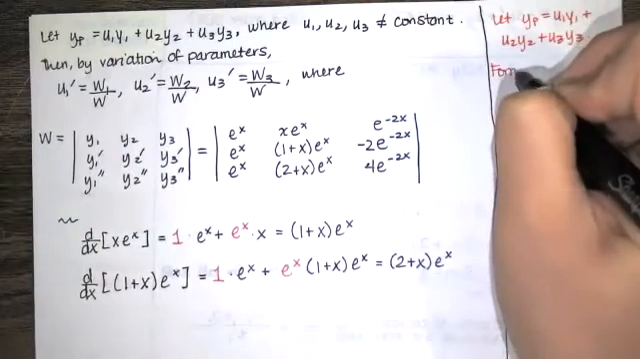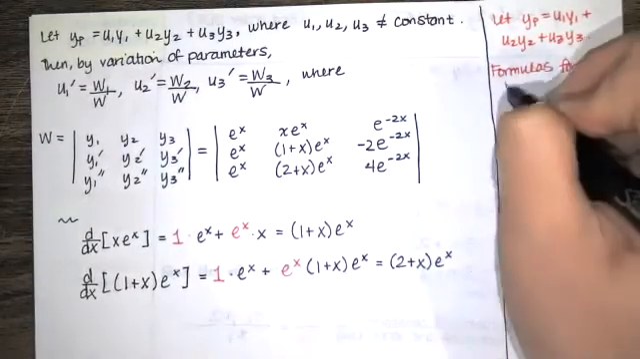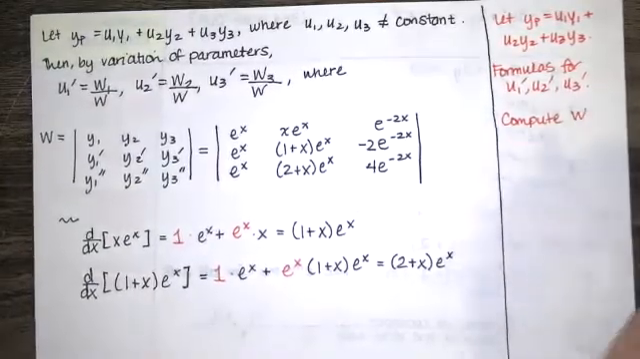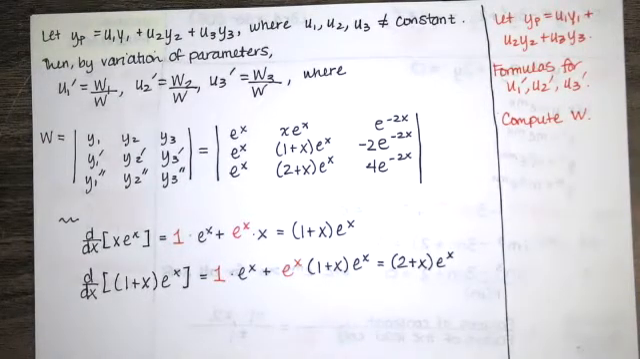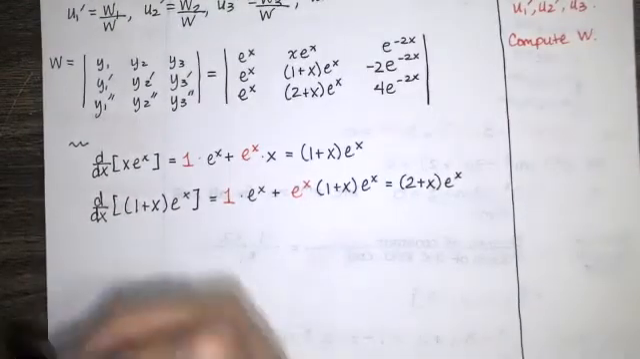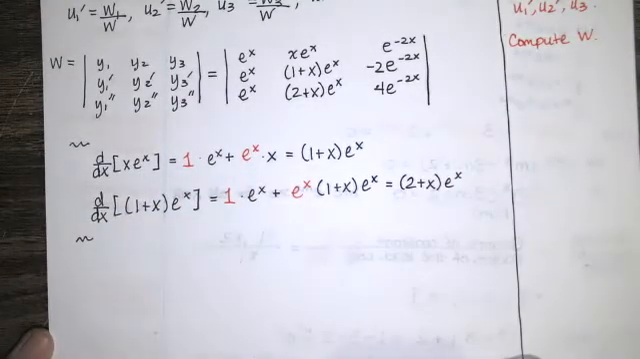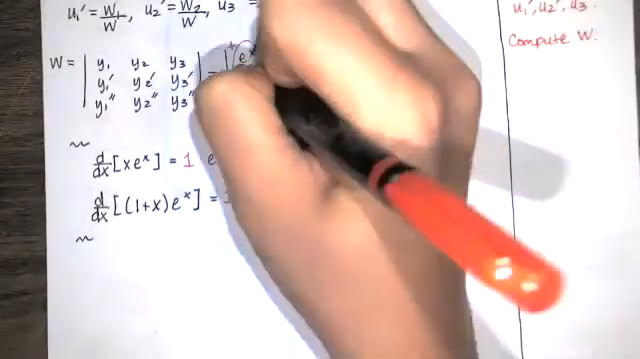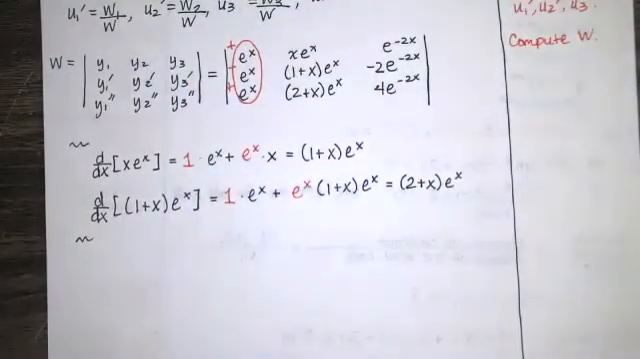So we'll have the formulas for U1 prime, U2 prime, and U3 prime. And then we're going to compute W, W sub 1, W sub 2, and W sub 3. Okay, now you can expand along any row or column that you like. Which one will lead to the simplest results? I think it'll be easiest if we expand along this column. So we'll have plus, minus, plus as the sign convention, excuse me.